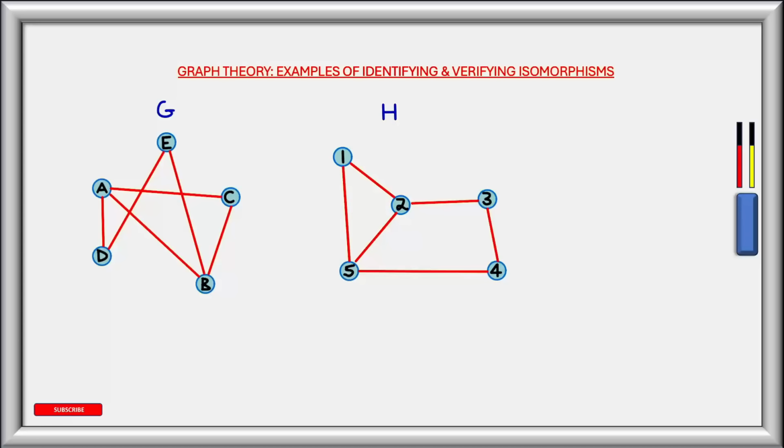In this next example, we have 2 graphs G and H. Let's check for an isomorphism. As usual, if you'd like to play along, pause the video now.